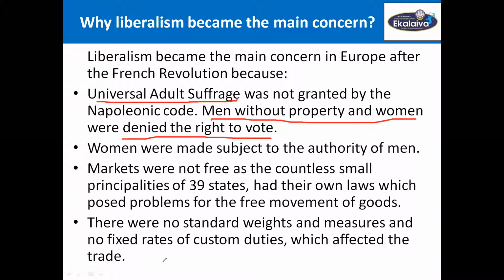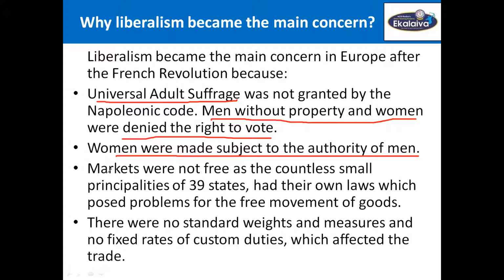Never did men without property and women get the right to vote. Only the propertied men had the right to vote. So this was one of the reasons for promoting liberalism. And women were made subject to the authority of men. This was another reason.